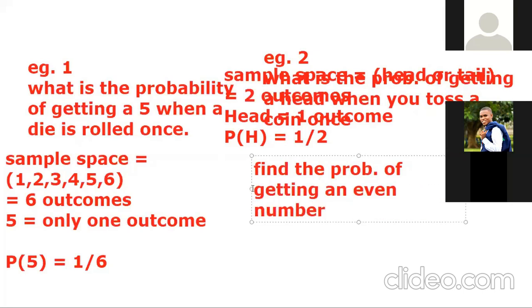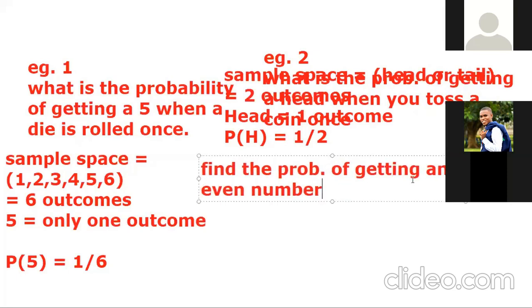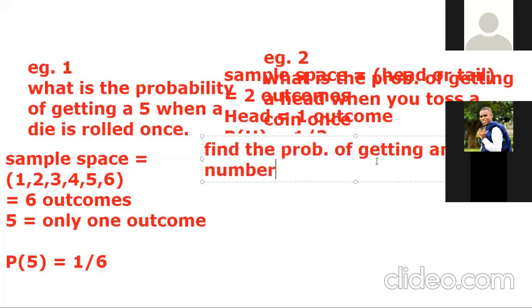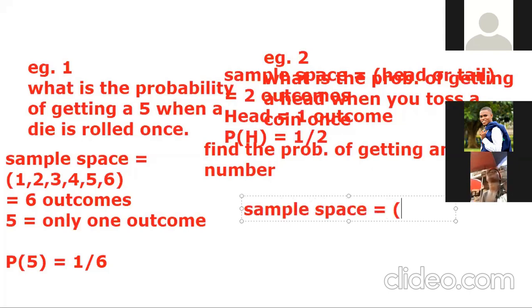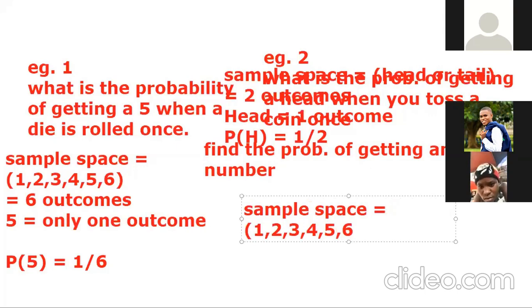I hope you know even numbers. Yeah, as you are thinking, 2, 4, 6, 8, 10, 12, 14, 16, 18, 20. That's an even number. So what's the probability that when we roll that die on the Ludo board, we are going to get an even number? Is that okay? So we find our sample space, and our sample space is equal to 1, 2, 3, 4, 5, and 6, as we have already established in the first example.